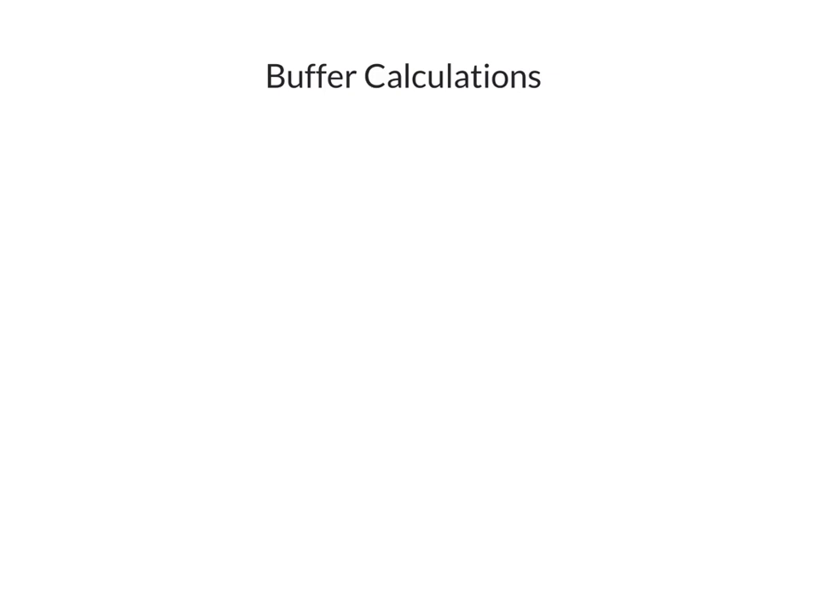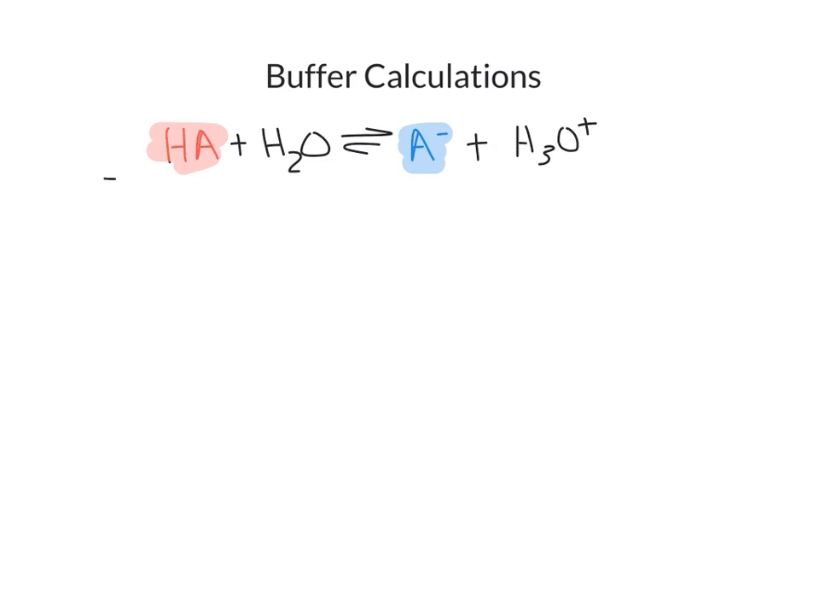When we have a buffer, we have a conjugate acid in solution with water to form the conjugate base and H3O+. In these buffer solutions, we have a significant amount of the conjugate acid and a significant amount of the conjugate base. And so if we're thinking about an ice chart, we start with some initial concentration of the conjugate acid and some initial concentration of the conjugate base, and we don't have any H3O+ to start with.